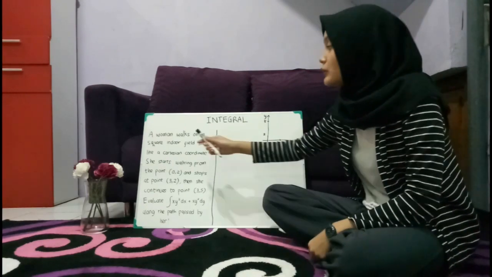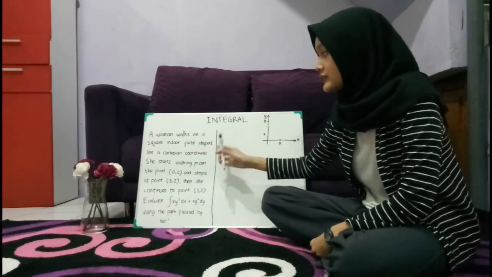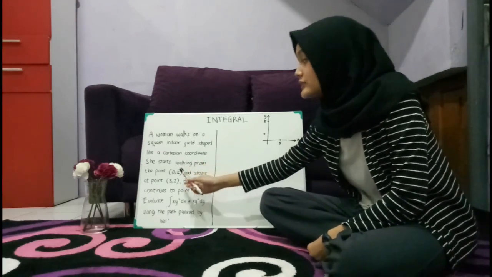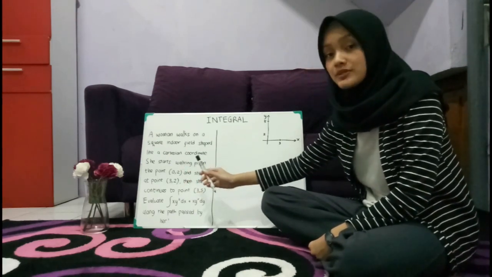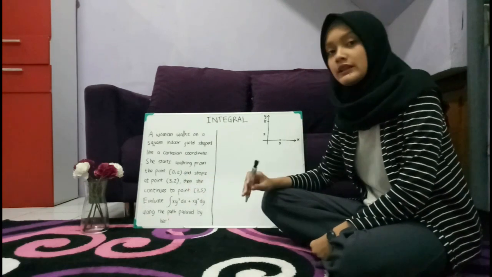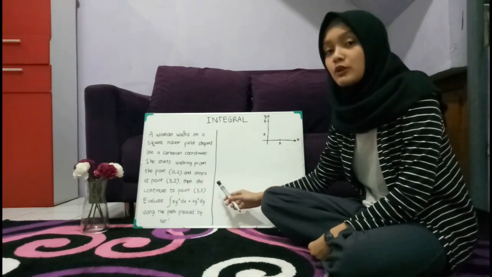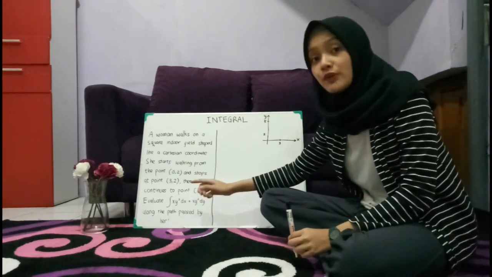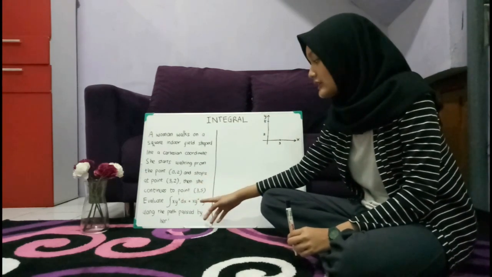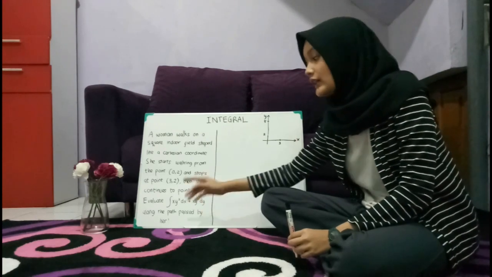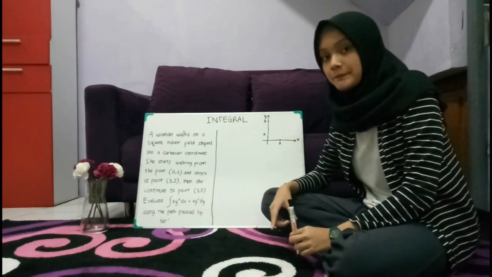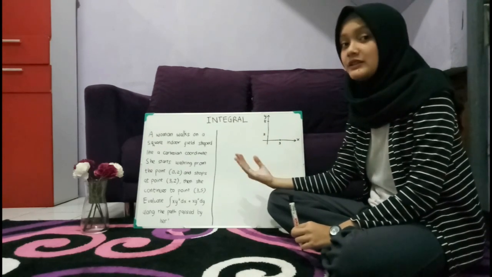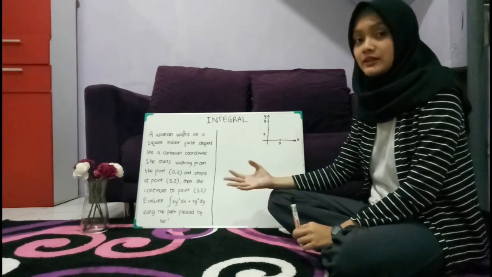Okay, let's start. A woman walks on a square indoor field shaped like a Cartesian coordinate. She starts walking from the point (0,2) and then stops at the point (3,2). Then she continues to the point (3,5). The main question is: evaluate the integral of xy² dx added to xy² dy along the path passed by her. Since the question is about evaluating the integral, it would be easier if we draw the path first.